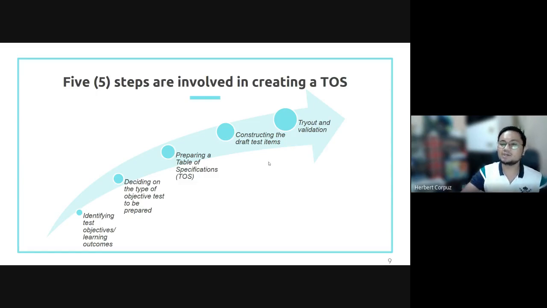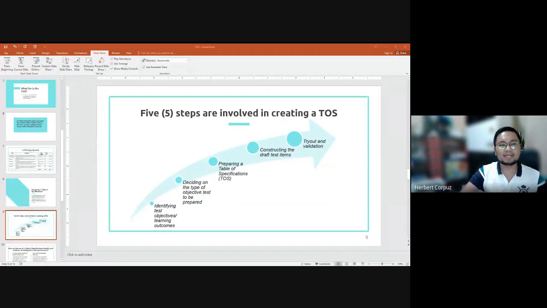Then after that, you construct the draft test items. Okay? You construct the draft test items. Then, ideally, yung draft test item is supposed to be answered by a sample size in class used for tryout and validation. Okay. Paano sinasabi natin tryout and validation? Pag sinabi natin tryout and validation, this would mean that the test draft has to be tried, okay, to a group of pupils or learners.